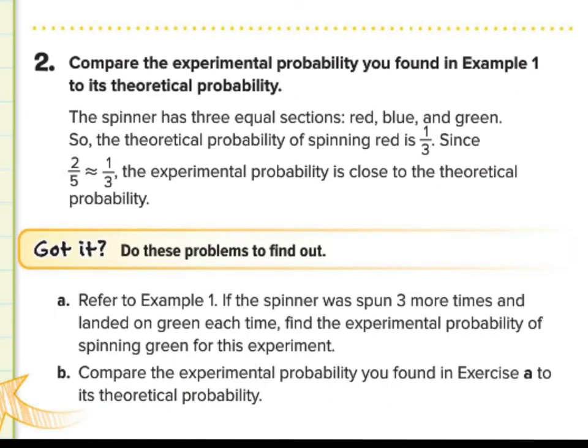Part 2. Compare the experimental probability you found in example 1 to its theoretical probability. We just talked about that. The spinner has 3 equal sections, red, blue, and green. So the theoretical probability of spinning red is 1/3, 1 out of 3 chances, right? Since 2/5 is about 1/3, the experimental probability is close to the theoretical probability. See, 1/3 would be 2/6, right? We would write 2/6. That's the same thing as 1/3. It's very close to 2/5. Not exact, obviously, but it's quite close.